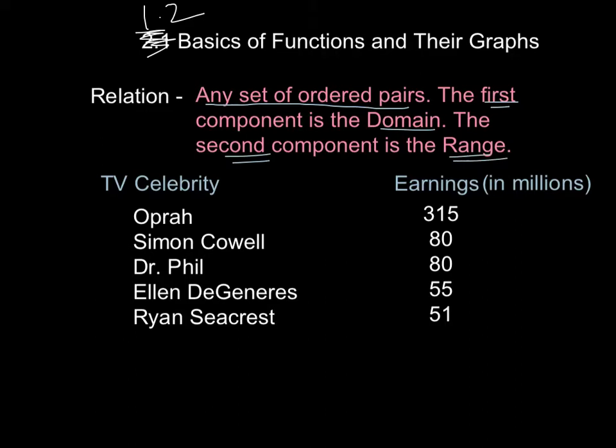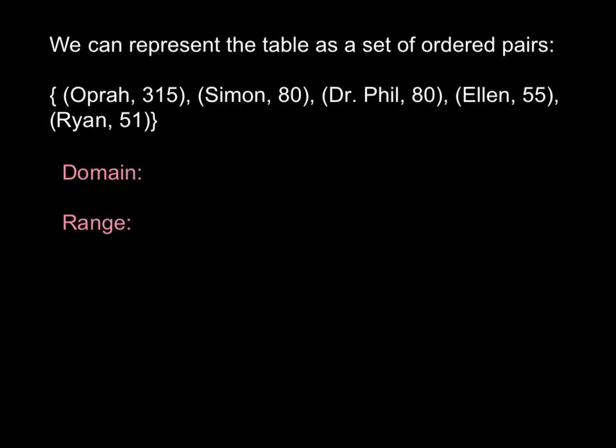Okay. So what we have listed here is a table, a kind of pairing, a relation between TV celebrities and their earnings per year in millions of dollars. Okay, you see we got Oprah coming in at $315 million, Simon Cowell and Dr. Phil at $80 million, Ellen DeGeneres at $55 million, and Ryan Seacrest earning $51 million. Okay, so we're going to see how we can represent that table as a set of ordered pairs.